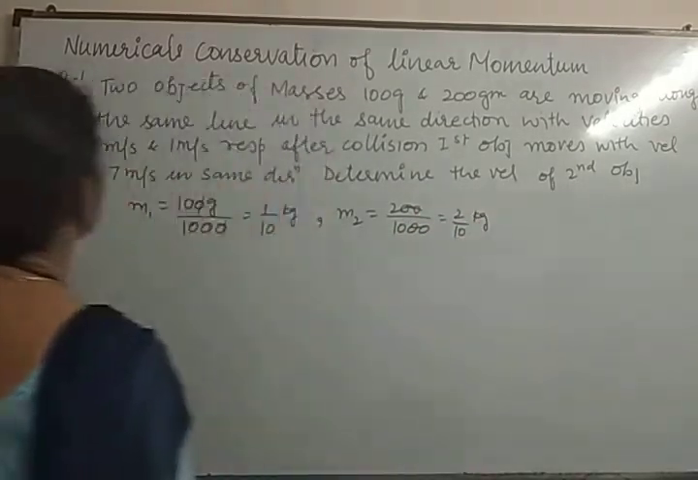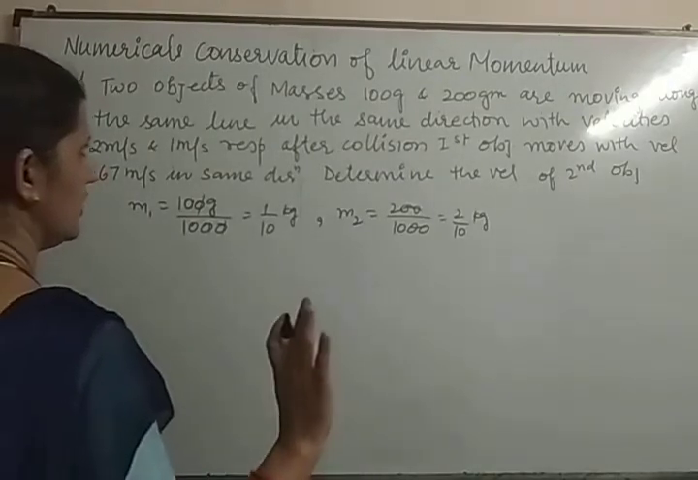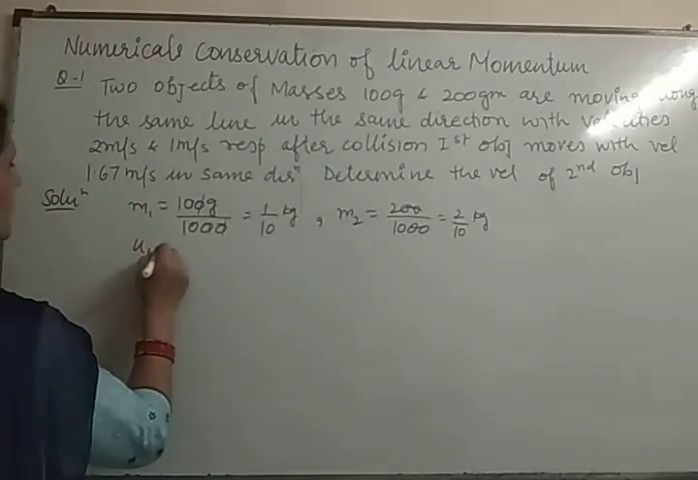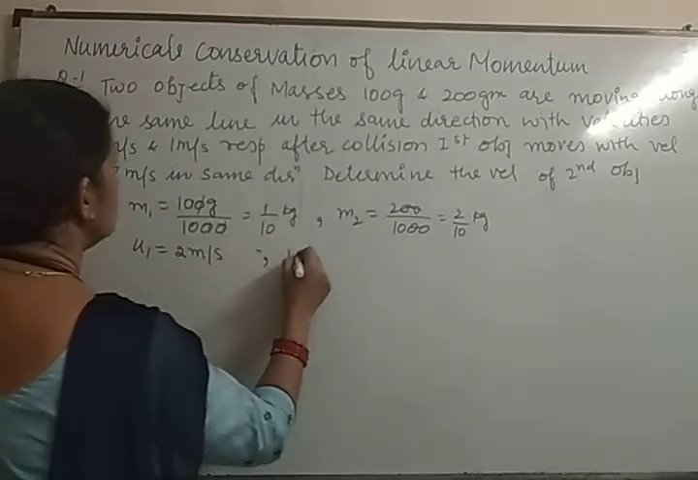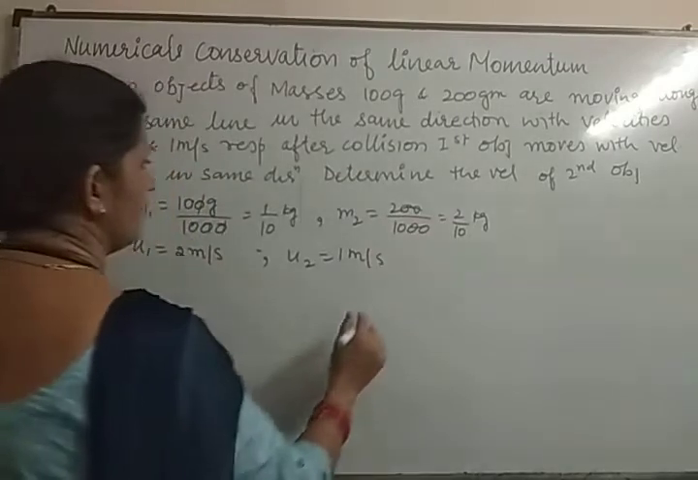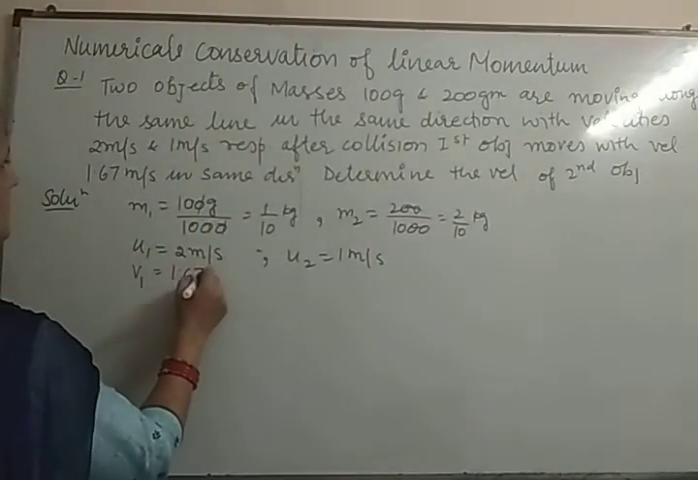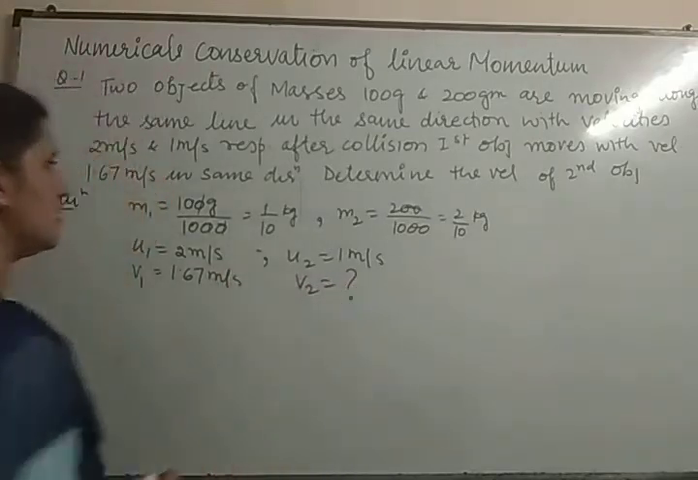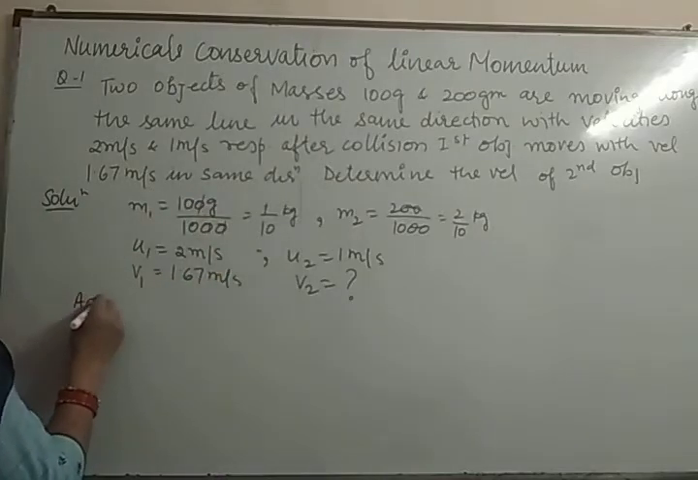Are moving along the same line, in the same direction, not in the opposite direction, so there is no minus sign, with velocities u1 is equal to 2 meter per second and u2 is equal to 1 meter per second, and after collision the first object, it means v1, is moving with 1.67 meter per second. Find the velocity of the second object. So this is the direct question of conservation of linear momentum.